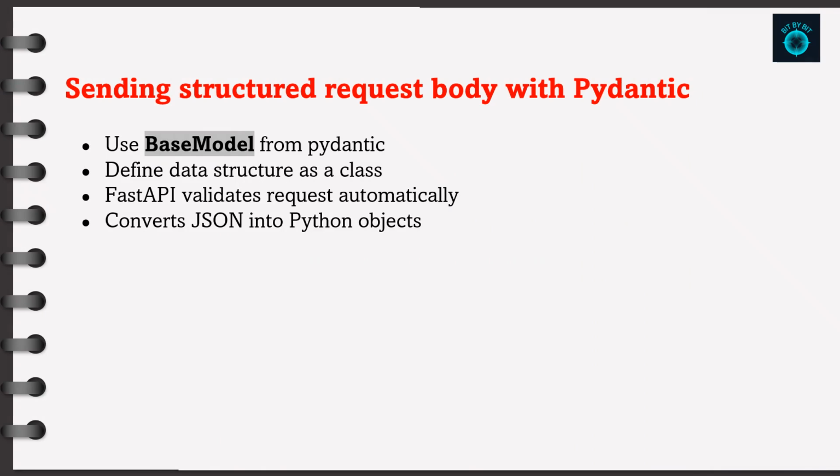Sending structured request body with Pydantic. When working with APIs, clients often need to send structured data in the request body. FastAPI uses Pydantic models for this. You create a class that inherits from BaseModel and define the expected fields with their types. When a request is received, FastAPI automatically converts the JSON body into a Python object and validates the types. If the data does not match, FastAPI returns a clear error response.